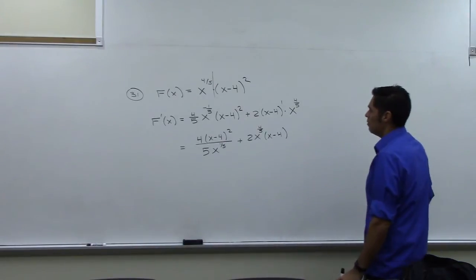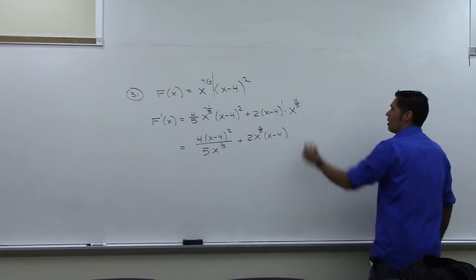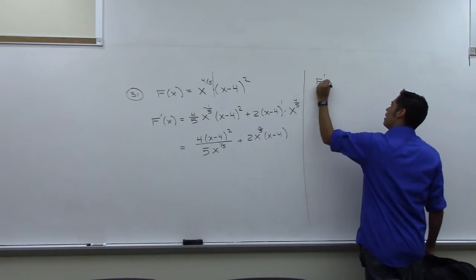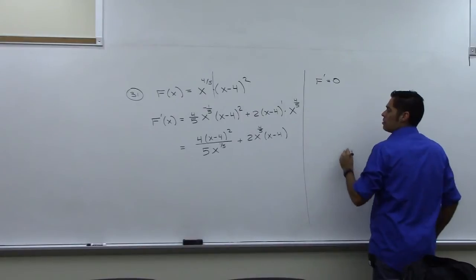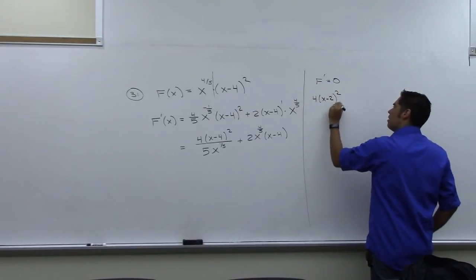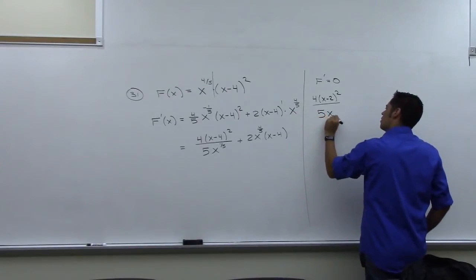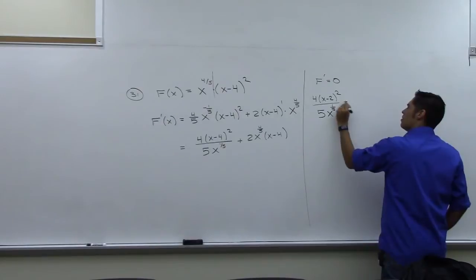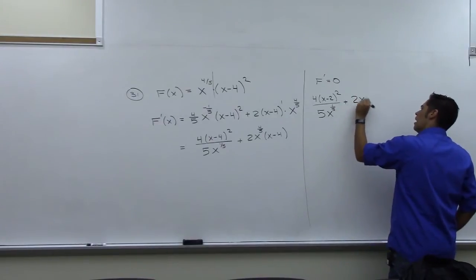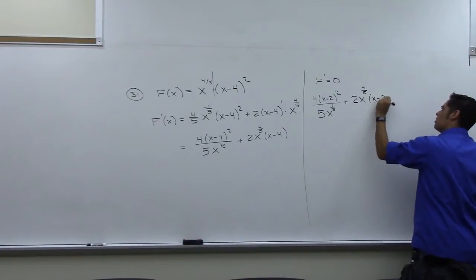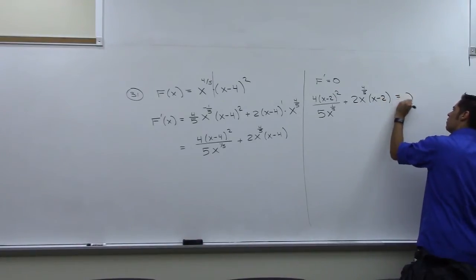We need to set this equal to 0. We also need to figure out where it's undefined. So let me first set this equal to 0. Where is the derivative equal to 0? That's the question. So I said 4 times x minus 2 squared over 5x to the 1/5 plus 2x to the 4/5 times x minus 2. When is that equal to 0?